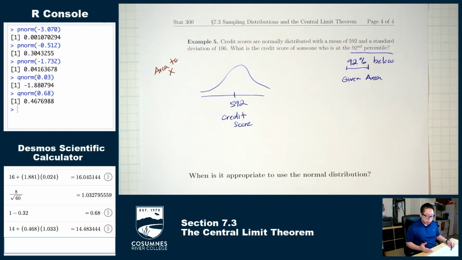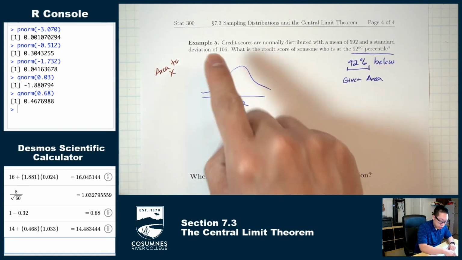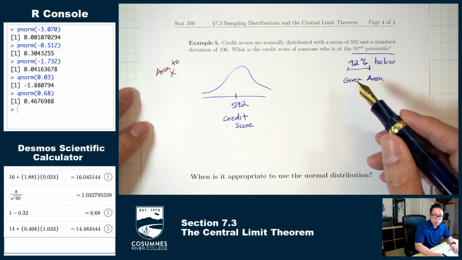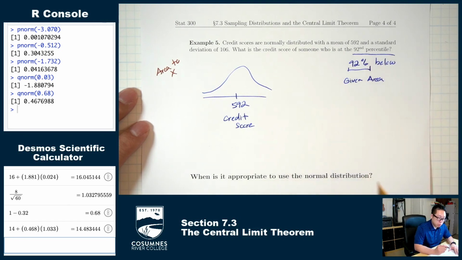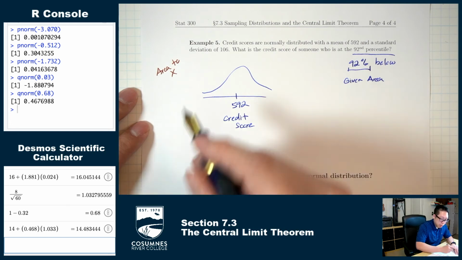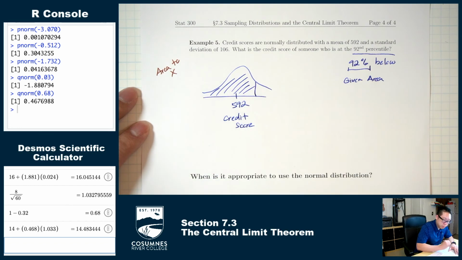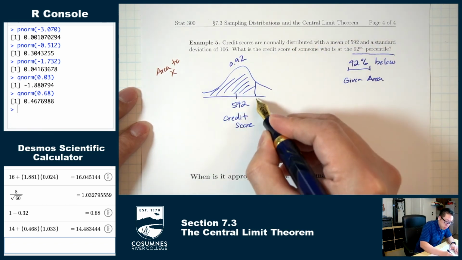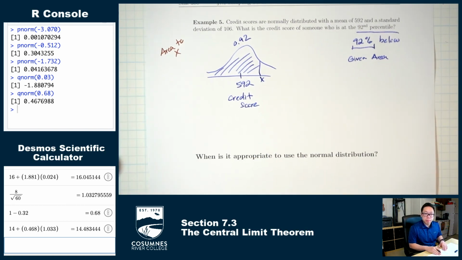And to draw the rest of my picture, 592 is already on my picture. 106 is the standard deviation. We don't put that on the picture. 92%, that's an area. So I want 92% to the left. Below means to the left. So I want 92% to the left, which would have to be somewhere over here and shaded to the left. Okay, so 0.92 is the area, which means I'm looking for this x that would have 0.92 to the left.